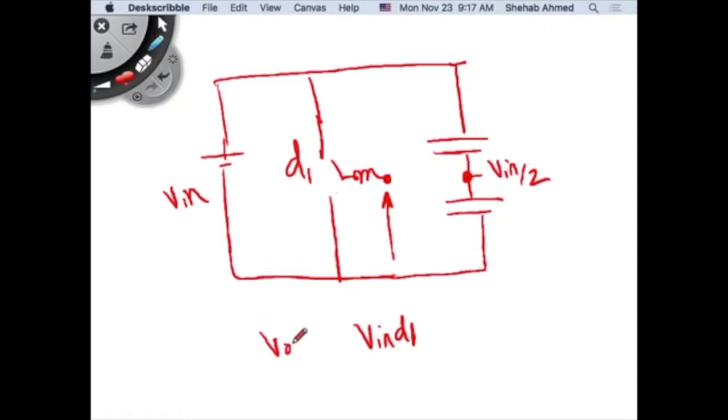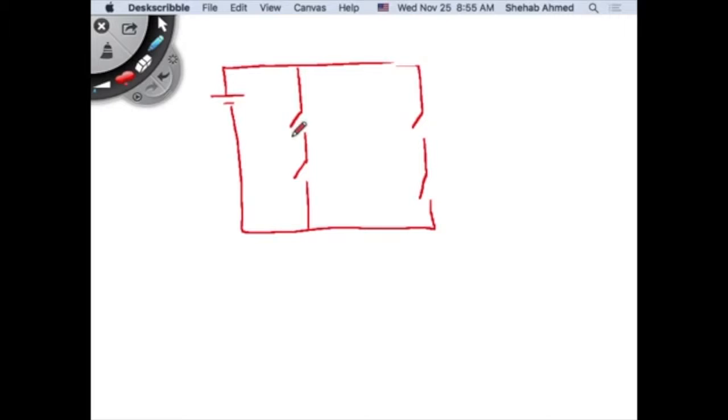So my output voltage now is equal to what? V in times D1 minus times V in over 2, right? This is my output voltage. I'll take output voltage between these two nodes. We saw that with this topology, I can have a load here. Let's assume it's a resistive load in this case.